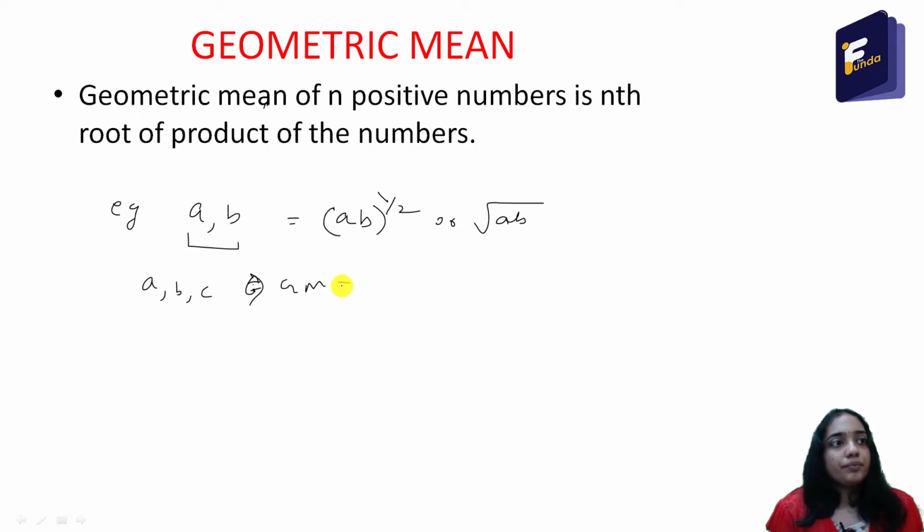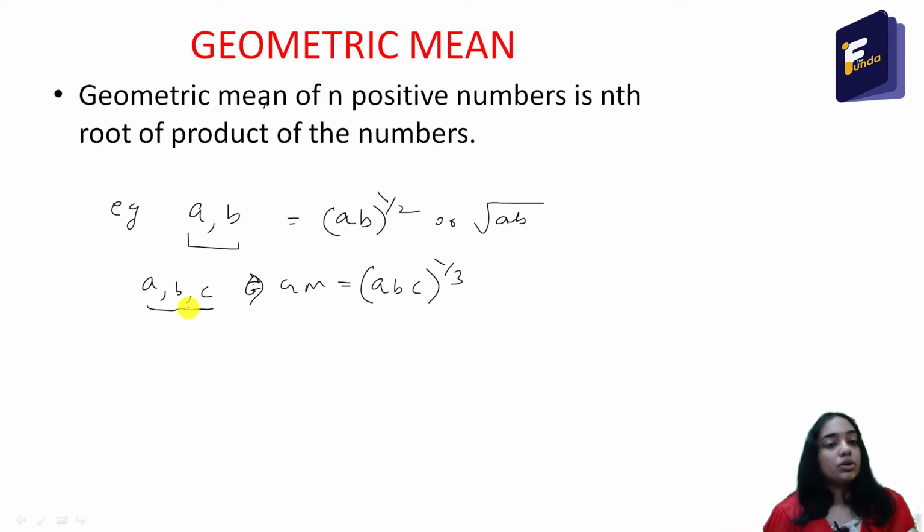If there are three numbers A, B, C, what will the geometric mean be? GM will be A, B, C, the product of the numbers, whole to the power 1 by 3. Here it is 1 by 3 because there are three terms as per the definition. Or you can also write the cube root. Similarly, if there are four numbers, it is A, B, C, D whole to the power 1 by 4.